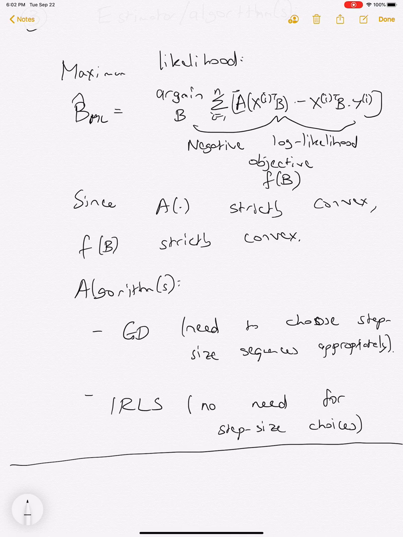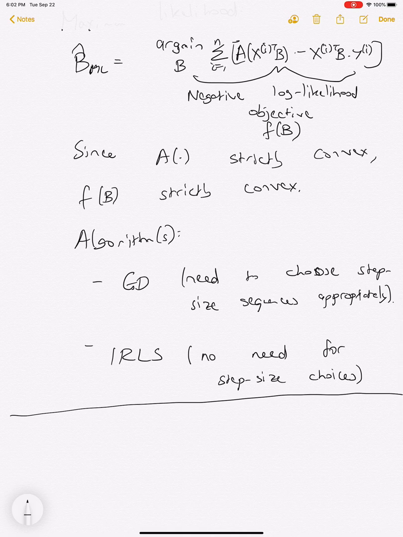In particular, we looked at 2 algorithms that we could use to minimize that objective. One is gradient descent, and we need to choose appropriate step size sequences to guarantee convergence. And then we also had iteratively reweighted least squares, which solves a different quadratic objective at each iteration, where the weight matrix depends on the previous parameter.